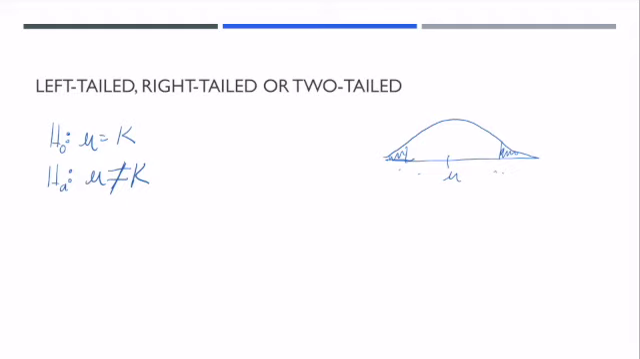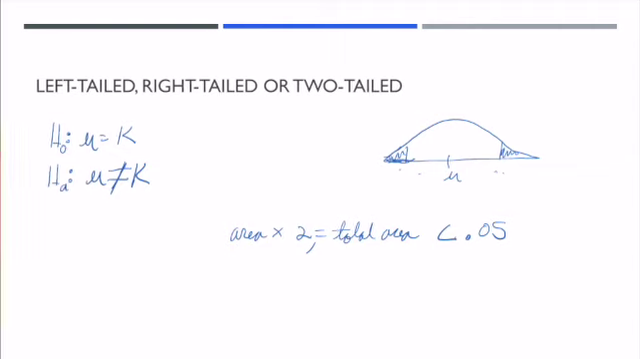And what I do in that case is I'm going to find my z-score in either my left or right tail, and I need to multiply my area by 2. The area in one of my tails by 2. This will give me the total area. And again, we want this to be less than 0.05. Okay, so that would show us that it's statistically significant.